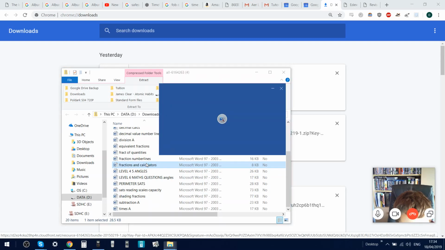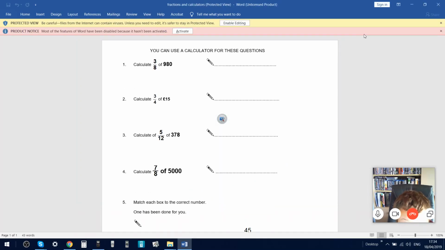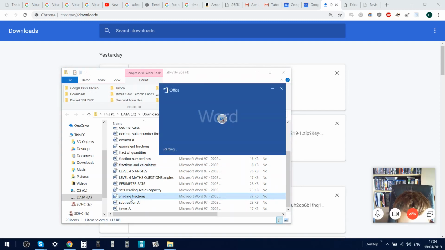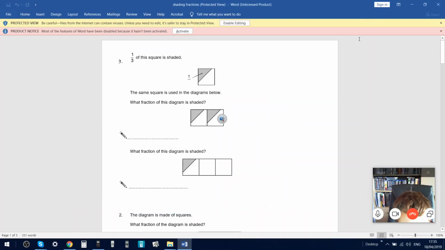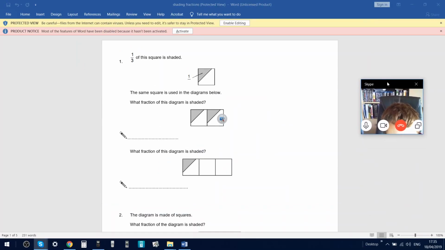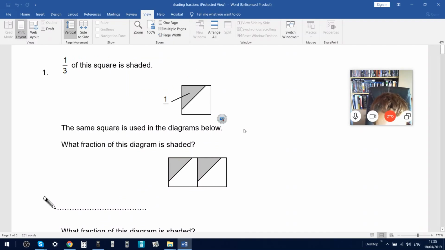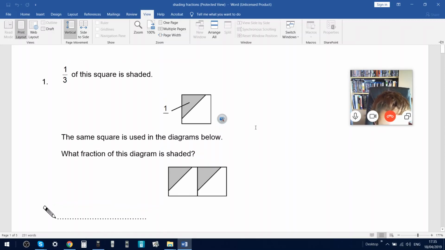Oh, I'll take a look at what this one looks like. Oh, that's fine. Those are old questions. Let's take a look at this one. Okay, let's try this first one. So the very first one. So 1/3 of the square is shaded. The same square is used in the diagrams below. What fraction of this diagram is shaded?